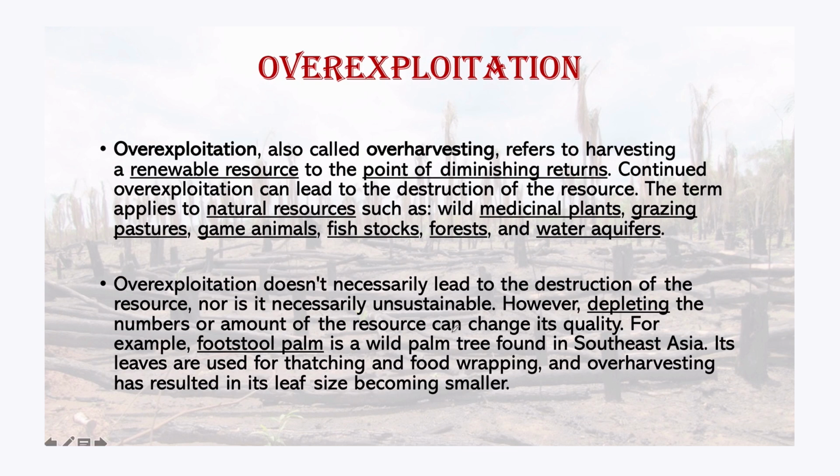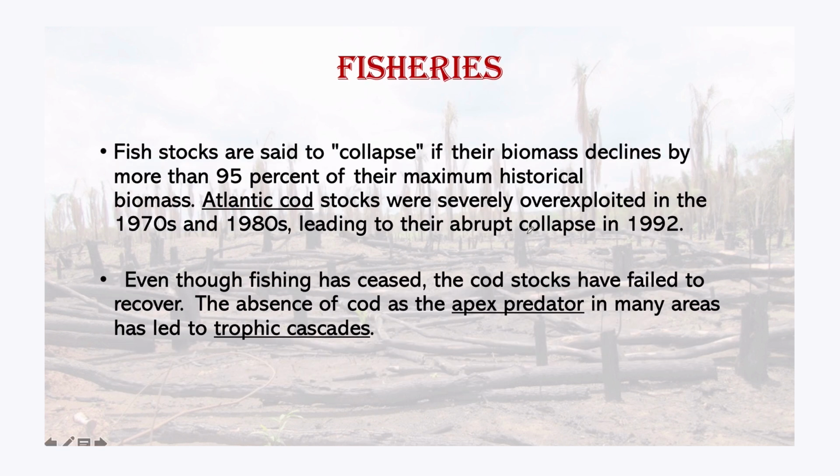So there is overexploitation. Overexploitation or overharvesting refers to harvesting of a renewable resource to a point of diminishing returns. Continued overexploitation can lead to destruction of the resource. The term applies to all the natural resources, be it wild medicinal plants, grazing pastures, game animals, fish stocks, forests, water aquifers, etc. Now, if we talk about fisheries, fish stocks are said to collapse if their biomass declines by more than 95% from their maximum historical biomass.